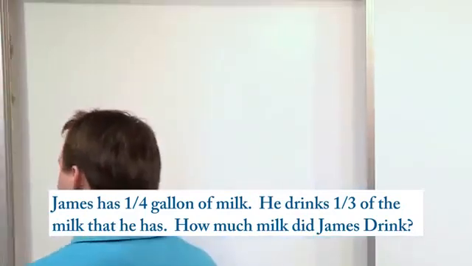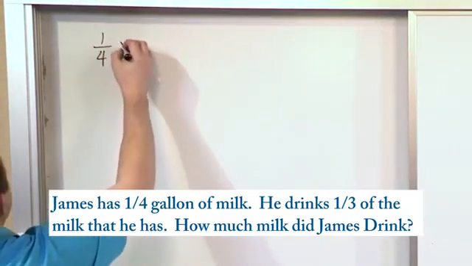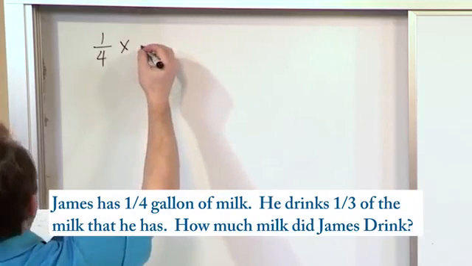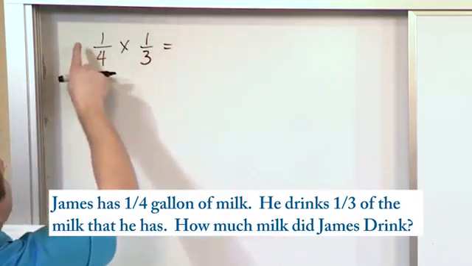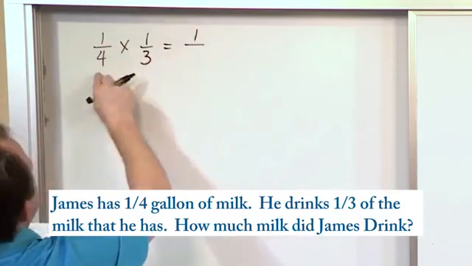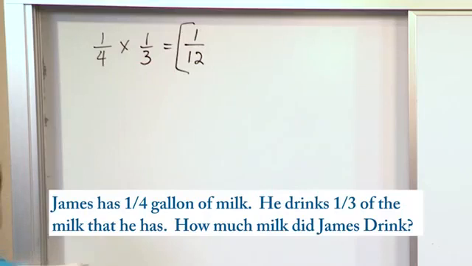So what we're going to have is 1/4. This is how much milk he has on hand, right? And then we are multiplying by 1/3. So we're chopping it into thirds. So then all we do is multiply by the tops, multiply the bottoms. 4 times 3 is 12. This is already simplified. There's nothing else left to do.